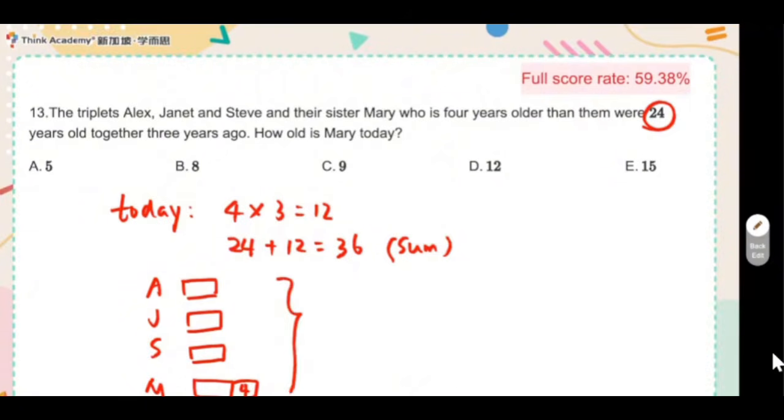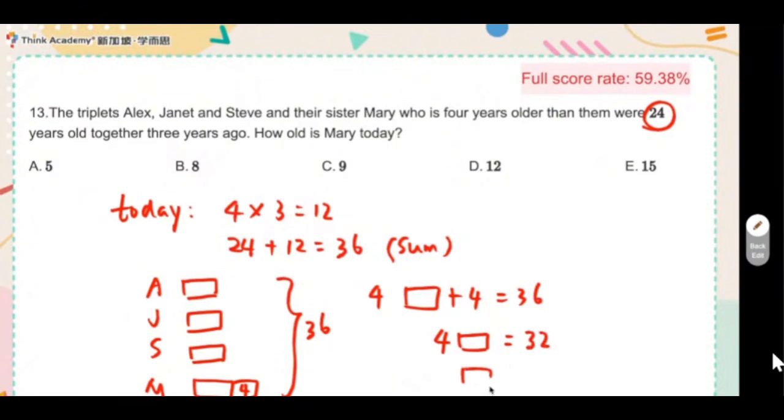And the sum of them is 36, which means 4 bars together plus 4 equals 36, right? So this time, everyone, let's calculate together. That will be 4 bars equals 36 minus 4 equals 32, right? So 4 times what equals 32?